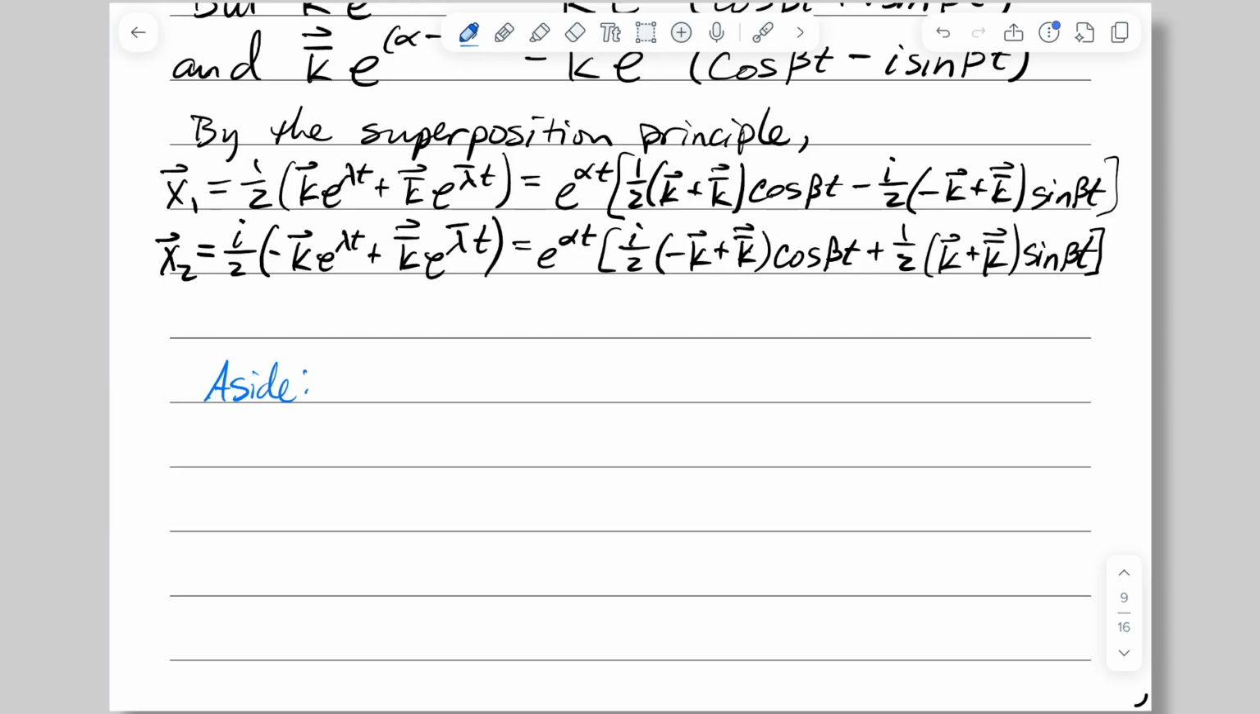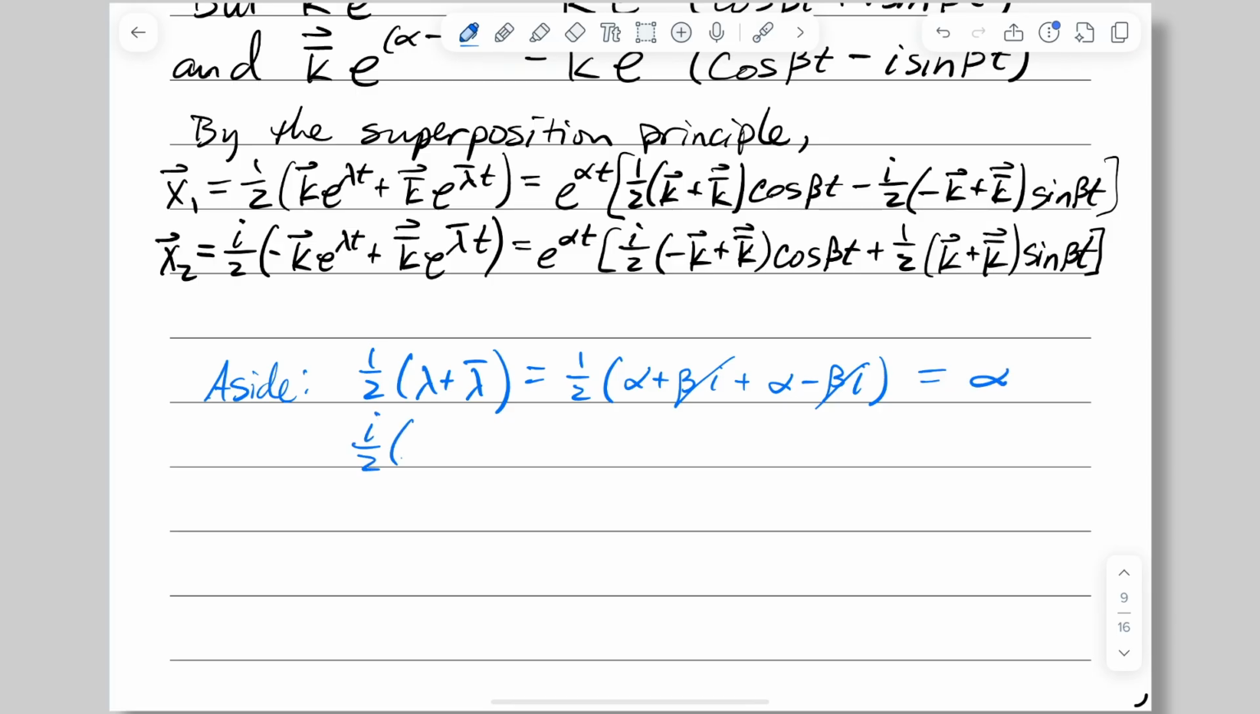Okay, as an aside here, if we take 1/2 of lambda plus lambda bar, just a complex number and its complex conjugate, that is 1/2 of alpha plus beta i plus alpha minus beta i. The imaginary part subtracts out. 2 alpha over 2 just gives us alpha. i over 2 times negative lambda plus lambda bar is going to be i over 2 times negative alpha minus beta i plus alpha minus beta i. And this time the alpha subtracts out. And simplifying the betas and the i's, we end up with just the beta.